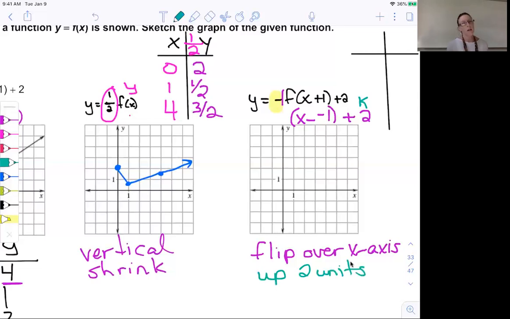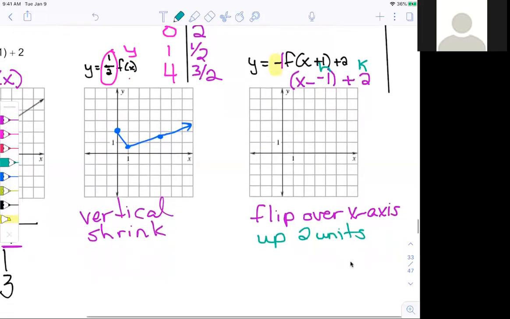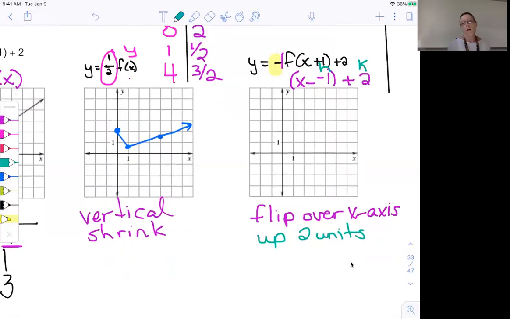And then what else, Valeria? What else is going on? H. Oh, we know it's a positive h. So a plus 1 really means in the standard form it's x minus a negative 1. So I rewrote it into that standard form.